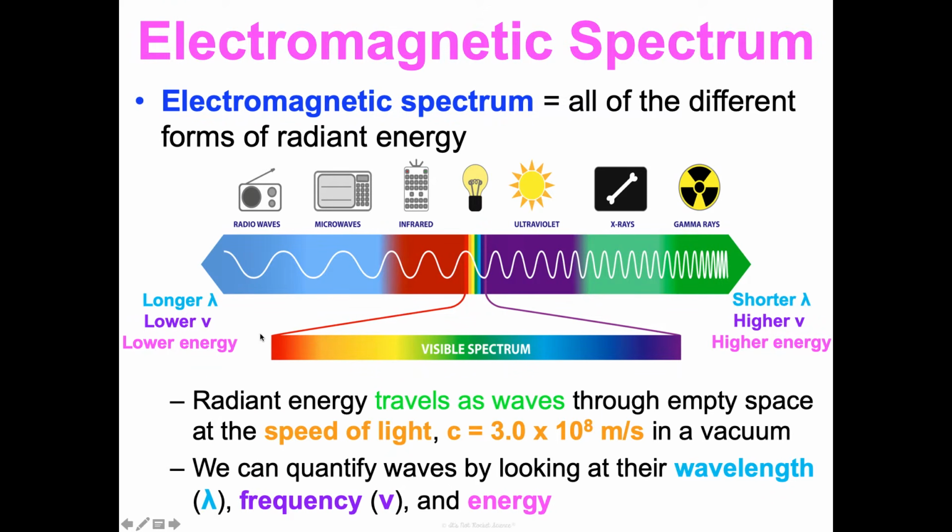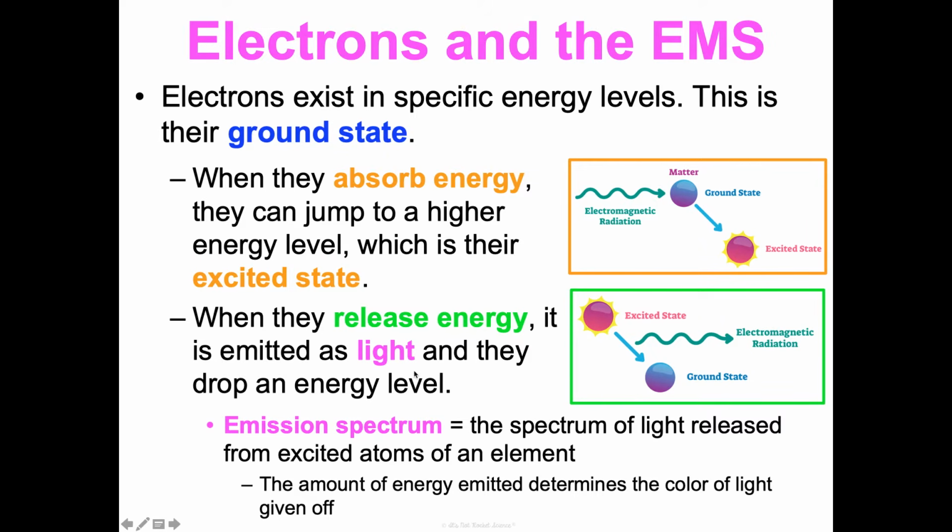So if they have longer wavelengths and lower frequencies and lower energy, they may be more red. And if they have shorter wavelengths and higher frequency and higher energy, they may be more purple. Okay, so we are going to look at this in a lab today, and I think it's going to help you really see this and understand this a lot better.